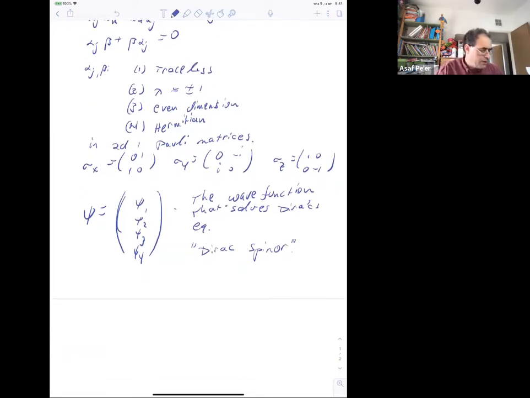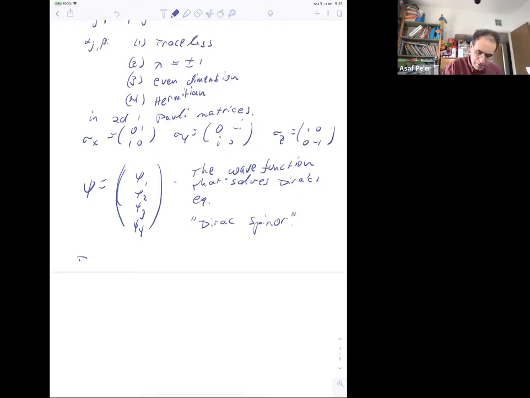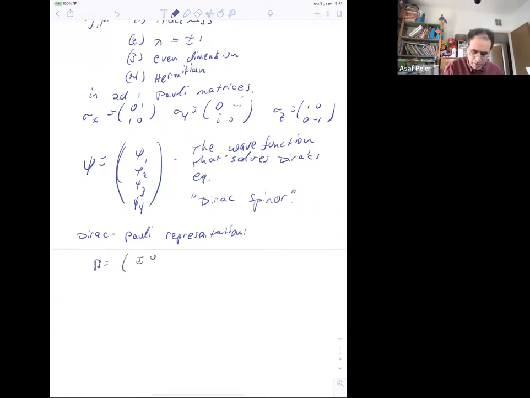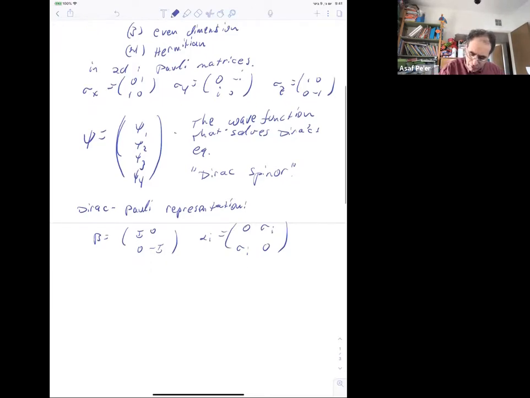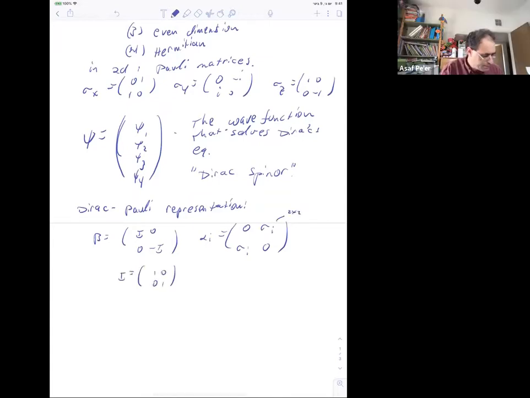And in these 4 dimensions, the alpha and beta matrices can have several representations. The most notable one is the Dirac-Pauli representation, where beta is I, 0, 0, minus I, and alpha i is 0, sigma i, sigma i, 0, where the sigmas are the Pauli matrices. I is a 2x2 matrix, so these are all 4x4. These are 2x2, and I is just 1, 0, 0, 1.